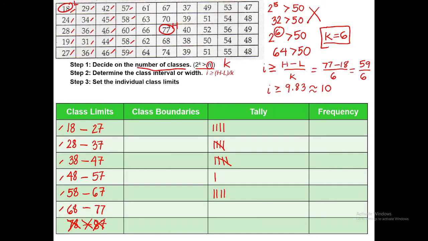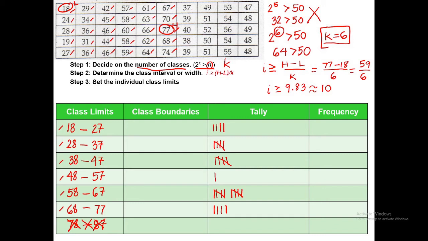Then I have 61, 63, 66, 62, 64. 61 is here, 63 is here, 66 is still found here, 62 and 64. Let's go to 67, 70, 77, 68, and 74. 67 is here, 70 is here, 77, 68, 74.